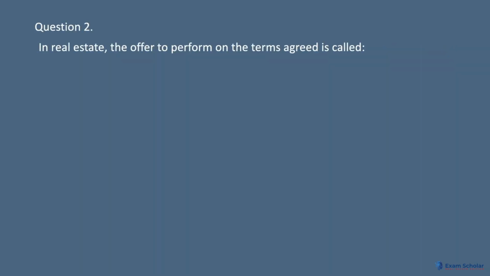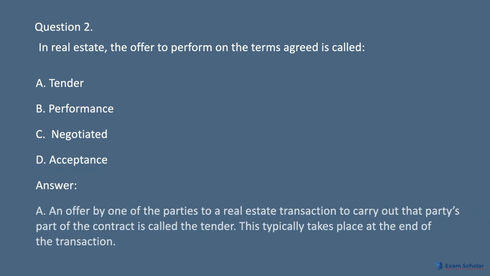Question 2. In real estate, the offer to perform on the terms agreed is called A. Tender. B. Performance. C. Negotiated. D. Acceptance. Answer A. An offer by one of the parties to a real estate transaction to carry out that party's part of the contract is called the tender. This typically takes place at the end of the transaction.